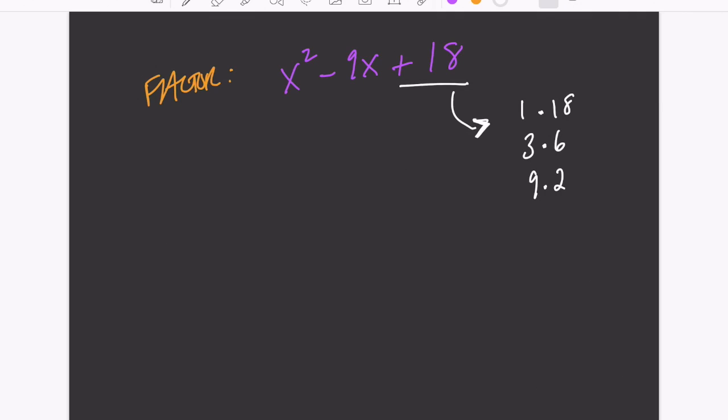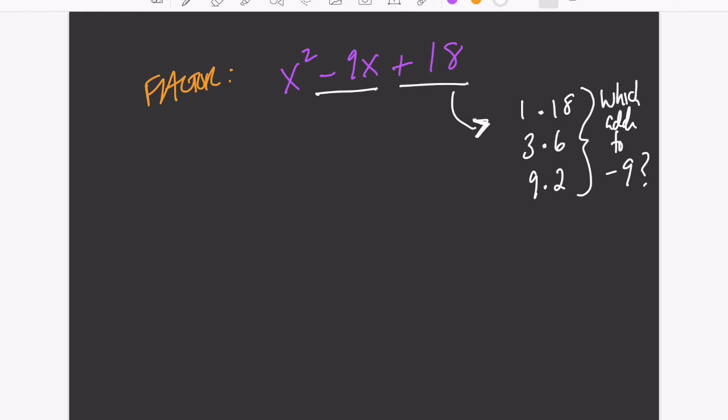The problem is, when I go to ask myself which of these pairs adds to negative 9, the answer, obviously, is none of them. Because if I add 1 and 18, I get 19. 3 and 6 is 9. 9 and 2 is 11, right? None of them are going to add to a negative number. So what's going on here?